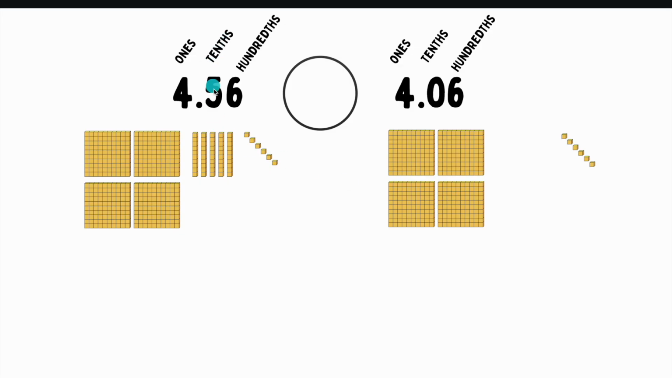Now we will look at the digit in the tenths place. We have 5 tenths, and here we have 0 tenths. That means that 4 and 56 hundredths is greater than 4 and 6 hundredths. The models also help us visualize that. 4 and 56 hundredths is greater than 4 and 6 hundredths.